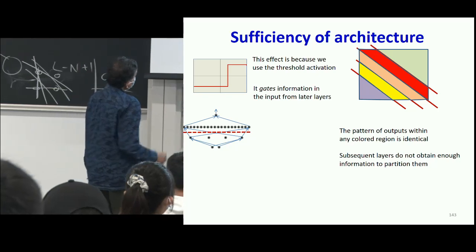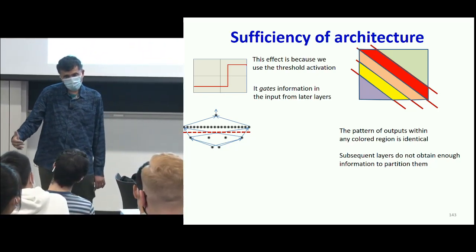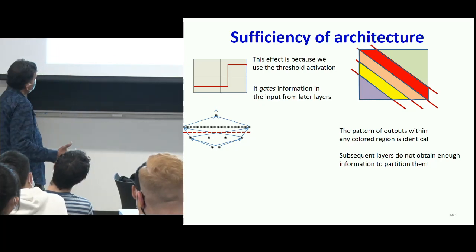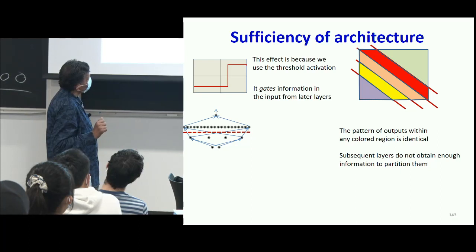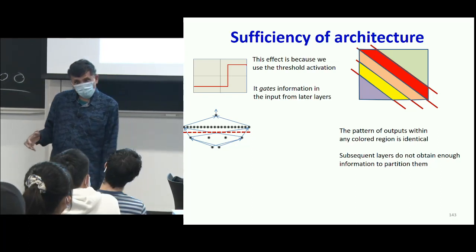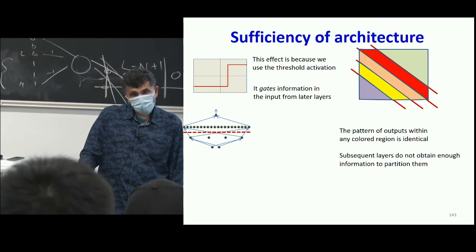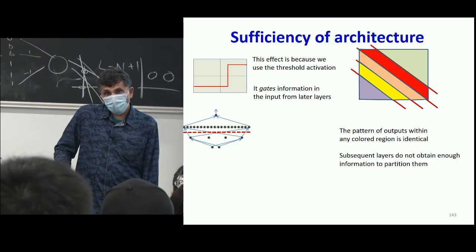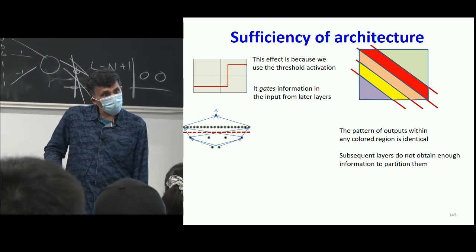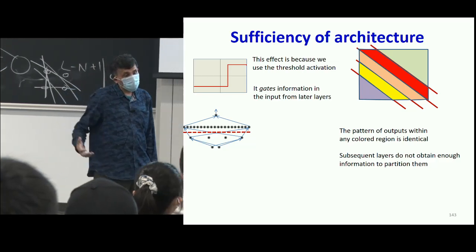So it gates information in the input from the subsequent layers, and therefore you cannot make distinctions. So here, if I used a threshold activation with just 4 neurons, all you will be able to say is in which of those colored regions you are in, but you can't say where you are within those regions, and so you can't make further distinctions. So how would you fix this?